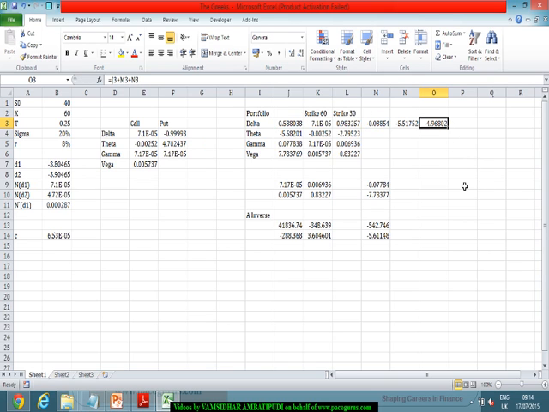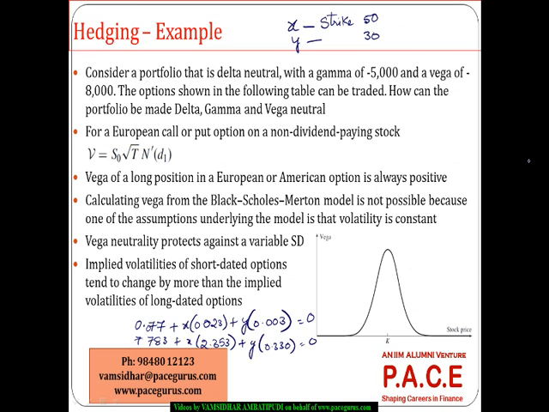Now I have to make my portfolio having a delta of plus 4.96. So which means I will go long on 5 shares of the underlying to make the portfolio delta neutral. So this is the kind of procedure that I am going to follow to make my overall portfolio delta neutral, gamma neutral as well as Vega neutral.